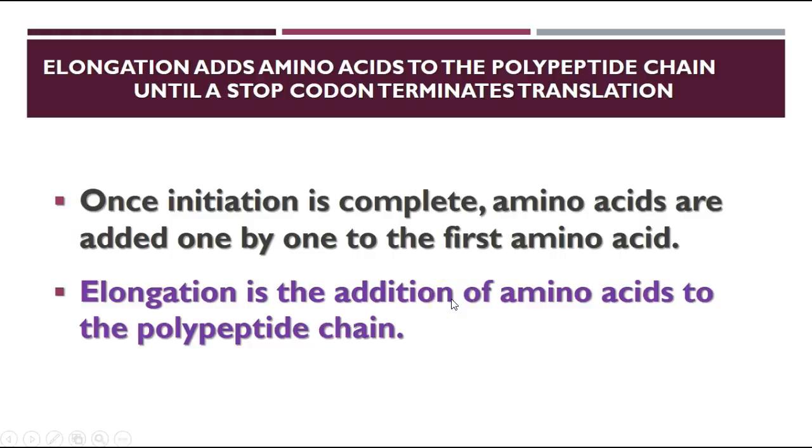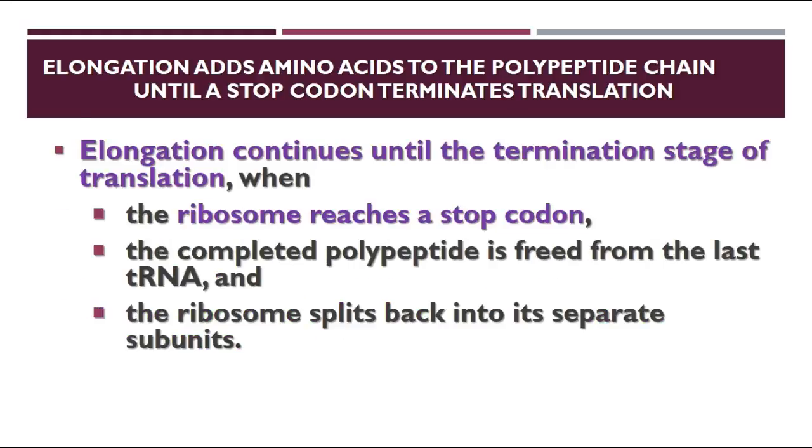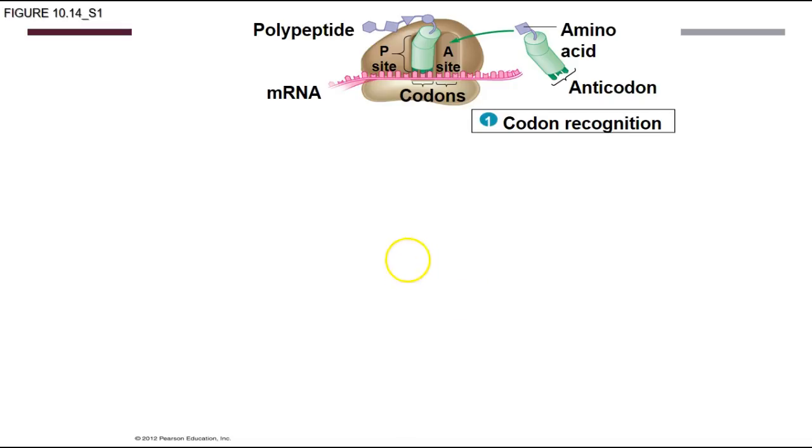Once that initiation is started, then the amino acids can be added one by one to the first amino acid. This process is called elongation. That's the adding of the amino acids to the growing polypeptide chain. Then elongation continues until the termination stage where the stop codon is reached. And then that's going to free the polypeptide from the transfer RNA, and the ribosome is going to separate back into its subunits. So here we have the whole process.